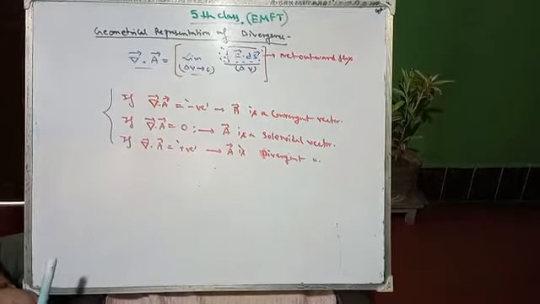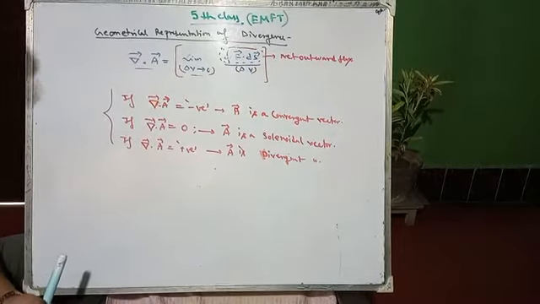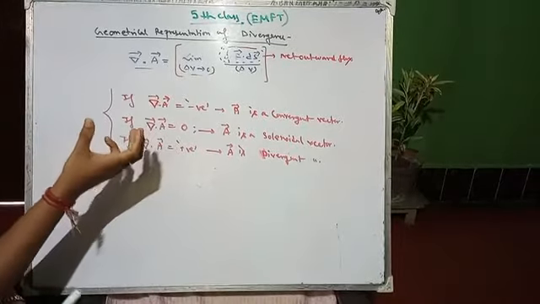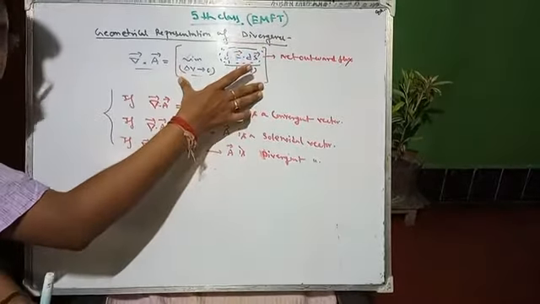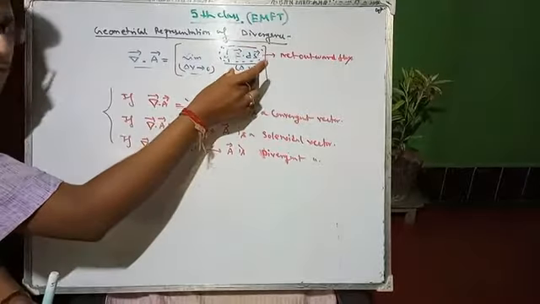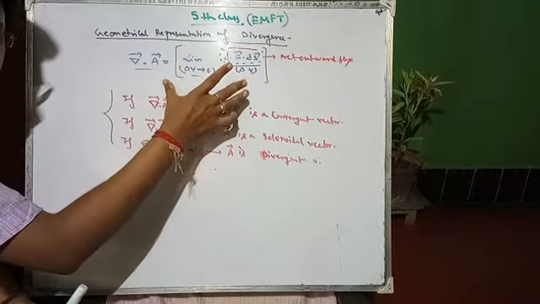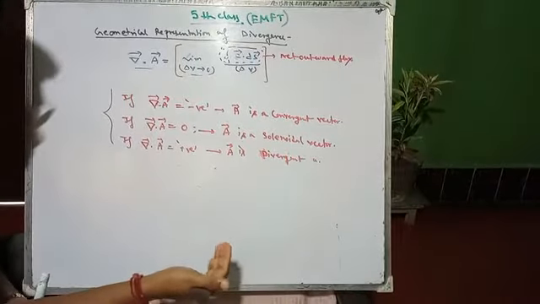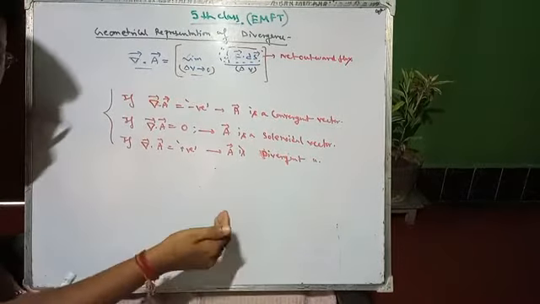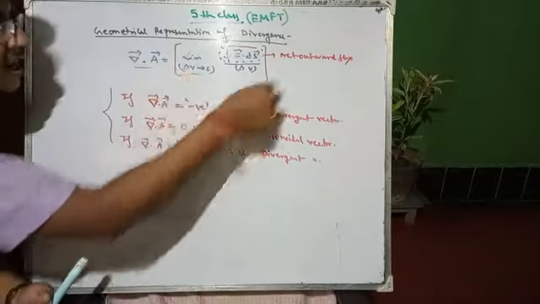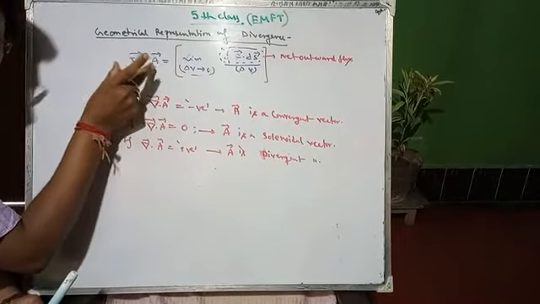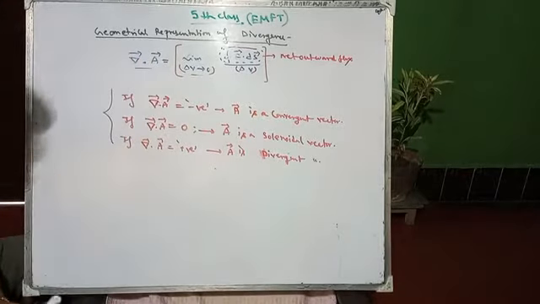If there is a question that the net outward flux from a closed surface, or net outward flux per unit volume from a closed surface, is represented by a vector quantity or a scalar quantity, your answer will be the scalar quantity. Why? Because this term is nothing but the divergence of a vector, and divergence of a vector always results in a scalar. So this is the significance of divergence.